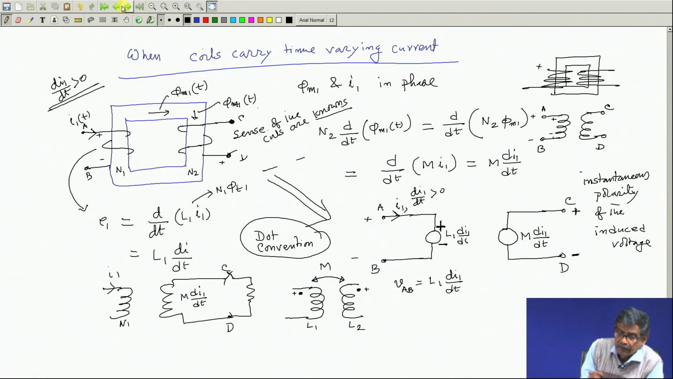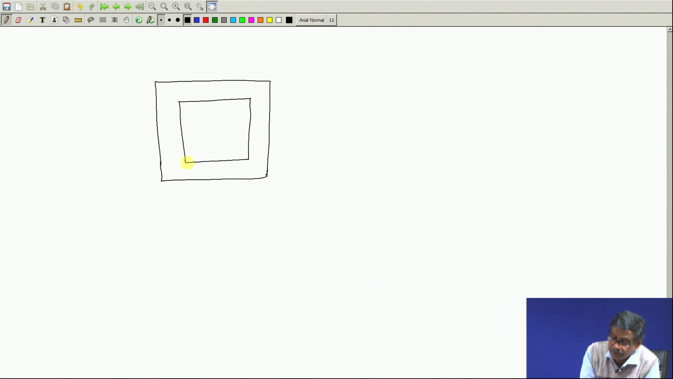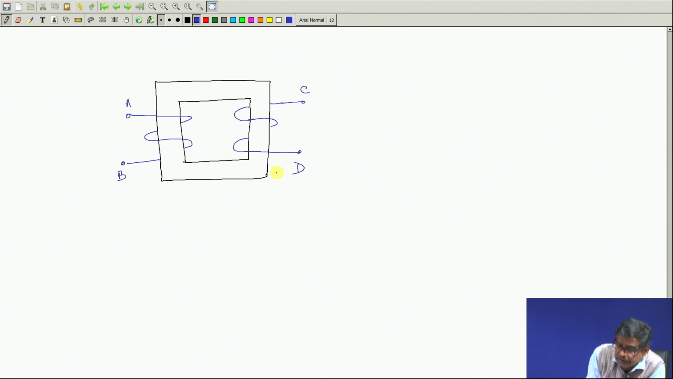For example, let us draw another magnetic circuit, just harping on the same point, but it is very important. People have a lot of confusions in understanding. Suppose somebody draws coils like this, the senses of the windings are known, but it is drawn in this way. Suppose I call this A, this B and this C, this D. In this case, if at any instant of time the current is I 1 here, the induced voltage across C and D will be M d I 1 dt, that is fine, and I put a plus sign here.